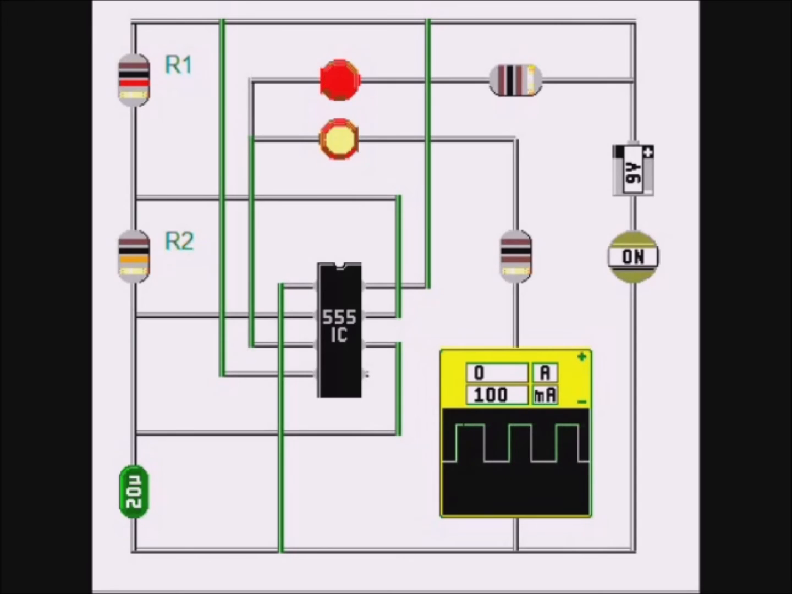When pin 3 is connected to ground, the upper LED turns on, but the lower LED turns off. When pin 3 is connected to supply voltage, the upper LED turns off and the lower LED turns on. The current flowing from the output pin 3 shows a distinctive square wave. Current is either flowing at a constant rate or no current is flowing at all.